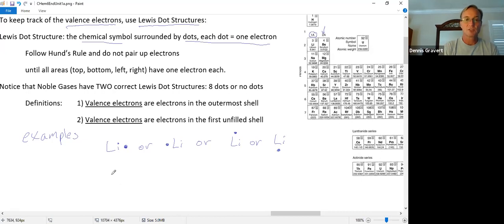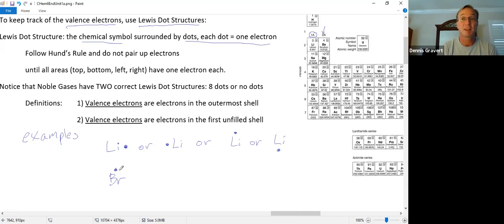Okay, so the Lewis dot structure might be Br with 7 dots. What am I saying? You get to decide where you want to start putting dots. You want them on the right, left, up above, down below. All are legal. I'm going to pick up above.